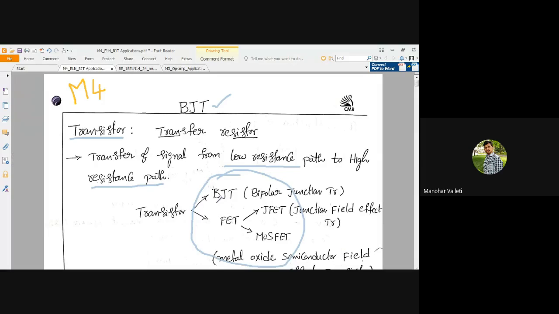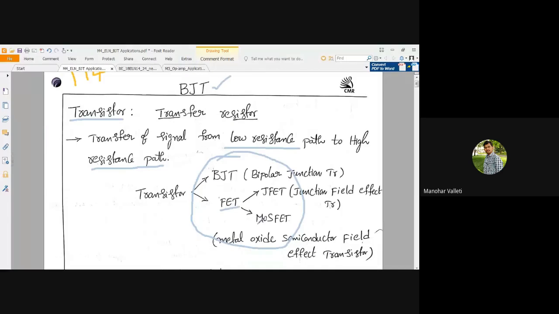So BJT is bipolar junction transistor, FET is field effect transistor, and MOSFET. FET and MOSFET we will discuss in module 2. But a transistor generally refers to all these three, and specifically BJT means bipolar junction transistor. In the FET also there are two categories, JFET and MOSFET: junction field effect transistor and metal oxide semiconductor field effect transistor.